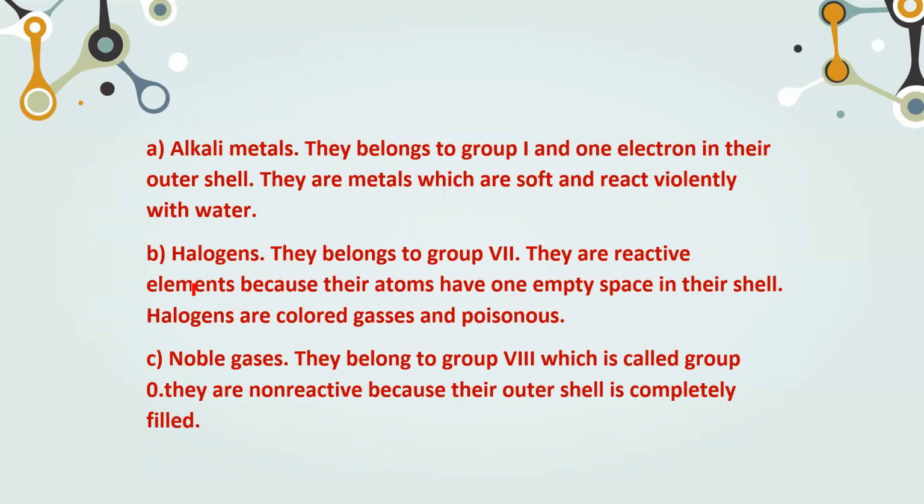Alkali metals belong to group 1 and have 1 electron in their outer shell. They are metals which are soft and react violently with water. Halogens belong to group 7 and they are reactive elements because their atoms have only one empty space in their shell. Halogens are colored gases and poisonous. And noble gases belong to group 8, which is called group 0. They are non-reactive because their outer shells are completely filled. Okay, so this is the answer of that question.